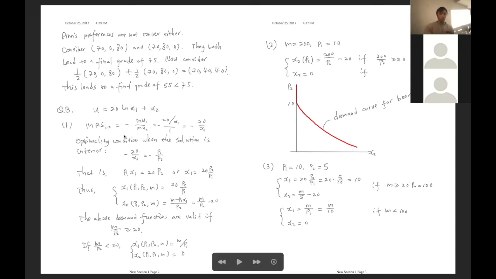So that's what we have done right here. We've just set the optimality condition where the solution is an interior solution. And then after that's done, they just got it solved right here. So 20 times P2 over X equals 20 times P divided by P1. So this is going to be your Marshallian demand function, right? So you have the optimal choice for good X1 as a function of your prices and as a function of your budget. And then you also have it for X2.